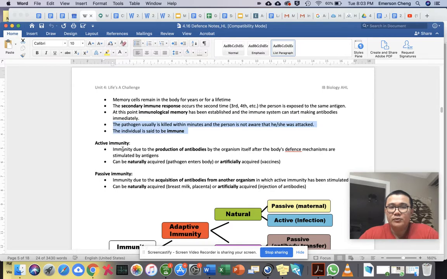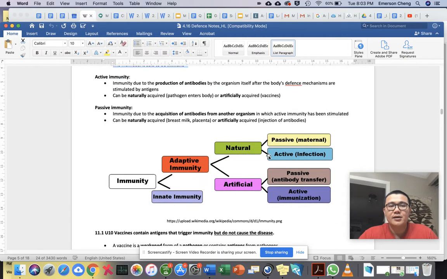Active immunity is when you acquire the immunity because you produce the antibodies by the organism itself. It is naturally acquired or artificially acquired. Naturally acquired means you got the pathogen in your body and you survived, or you took a vaccine, which is artificially acquired. Now, passive immunity.